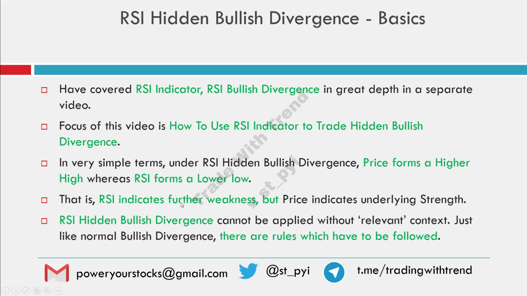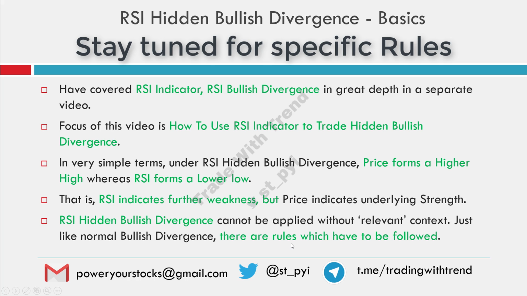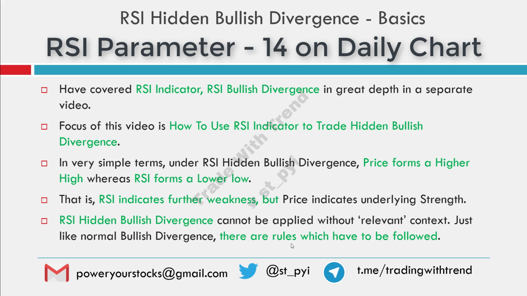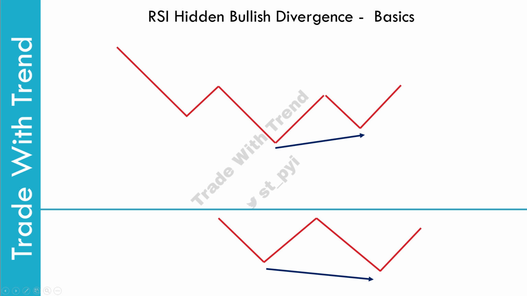Now RSI hidden bullish divergence cannot be applied without relevant context. Just like standard bullish divergence, there are some rules which have to be followed. Also, the entry and trade management is very different from what we saw in standard bullish divergence. Now the RSI parameter to be used for this particular strategy is again 14 periods. Now focus on the chart above.